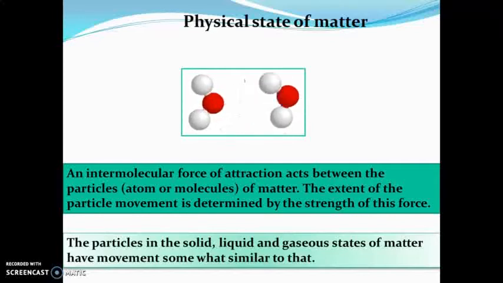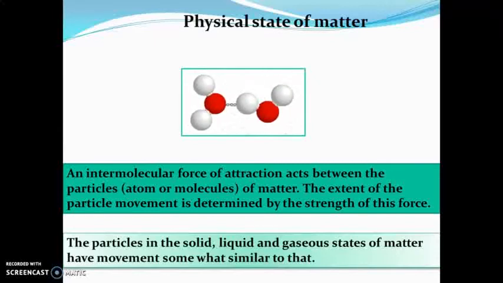An intermolecular force of attraction acts between the particles, that is atoms or molecules, of matter. Okay, so concentrate on the word intermolecular force. Inter means between, molecules means the small particles, and force is the energy that binds them together. So the force of attraction, as you can see here, we can see that these two molecules are bonded to each other by a force.